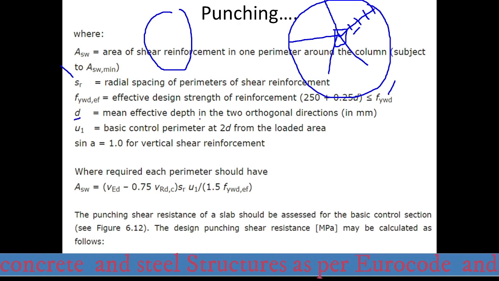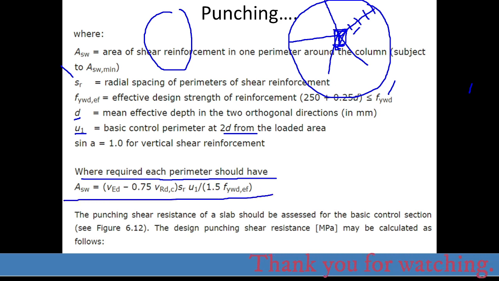And d is the mean effective depth in the orthogonal directions. U1 is the basic control perimeter at 2d from the loaded area, this one here, which is the loaded area. And sin alpha is equal to 1 for vertical shear reinforcement. So we need to arrange our shear reinforcement vertically, meaning the angle is 90 degrees, and sine of 90 degrees is equal to 1. Where required, each perimeter should have Asw, which is equal to VED minus 0.75.